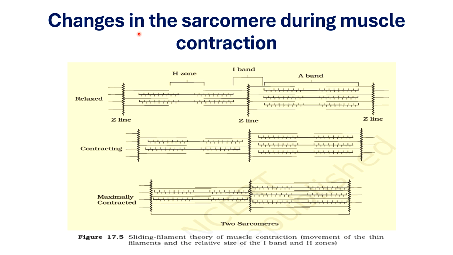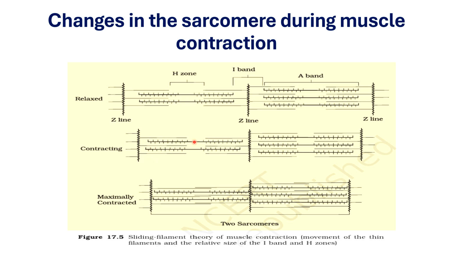Let us now see what are the changes that take place in the sarcomere during muscle contraction. This is the image of sarcomere in the relaxed state: Z line, I band, A band, this is the H zone, and in the middle we have the M line. Now, because of the cross bridge formation, there is sliding of the actin over the myosin filaments, and the Z line is also pulled inwards. So look at the image here.